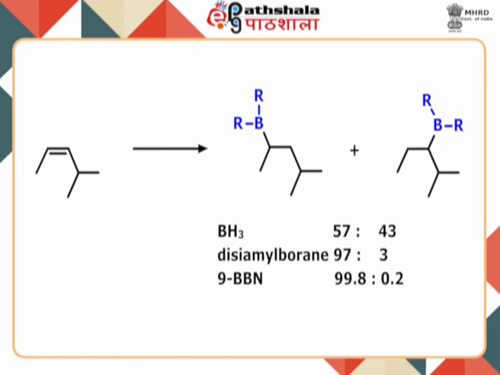So, in this case of 4-methyl pentene, when it is reacted with various boron reagents, you can see that as we are moving from BH3, which is sterically less hindered, to disiamylborane, which is sterically more hindered, and 9-BBN, which is an even bigger molecule, the percentage of the two products is shifting exclusively to the left one, where it is in the anti-Markovnikov manner.